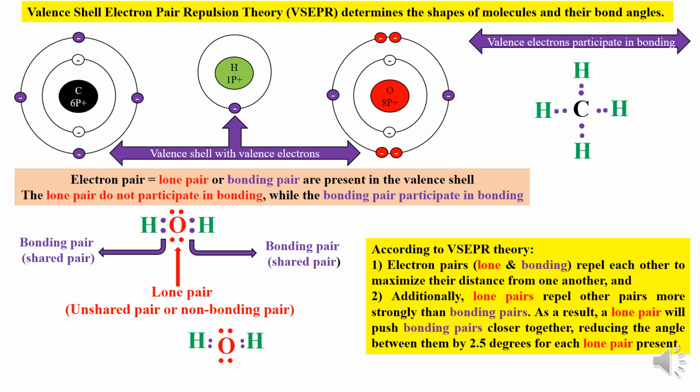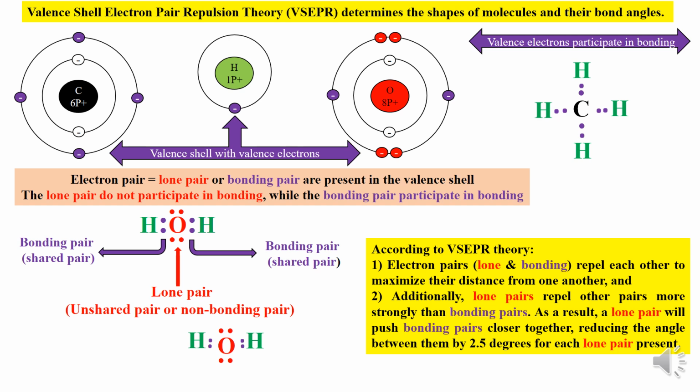And what does the valence shell electron pair repulsion theory say? It says that electron pairs, it could be lone or bonding pair, repel each other in order to maximize their distance from one another. Additionally, VSEPR theory also says that lone pairs repel other pairs more strongly than bonding pairs. As a result, a lone pair will push bonding pairs closer together, and this reduces the bond angle between them by 2 to 2.5 degrees for each lone pair present.